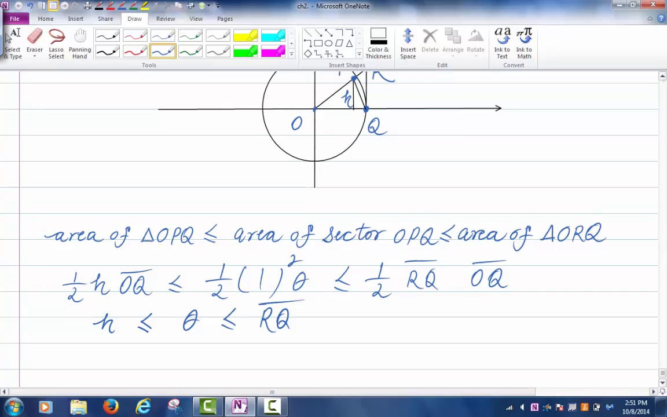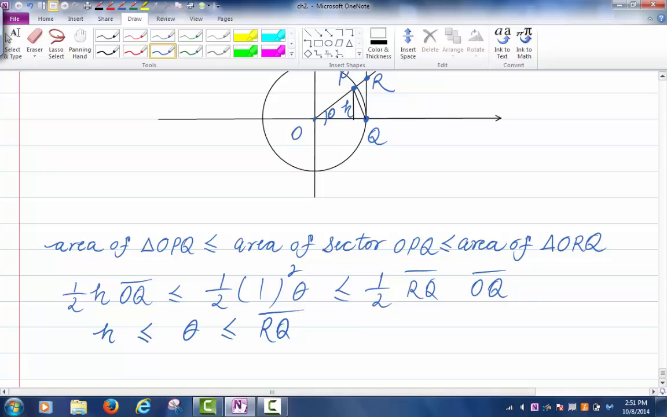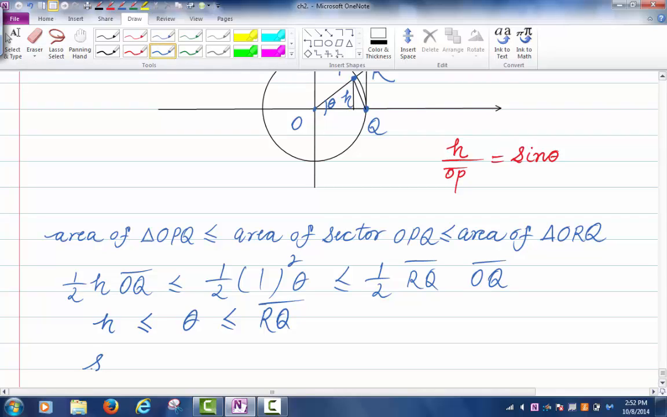Very quickly, can someone tell me, remember this angle here is theta. Can you express h in terms of sine theta? Notice that in the right triangle that I have here, the small one, h is the opposite, divided by OP, the hypotenuse, would be sine theta, right? But what is the length of OP? Length of OP is the radius, which is 1. So I know that h is sine theta.